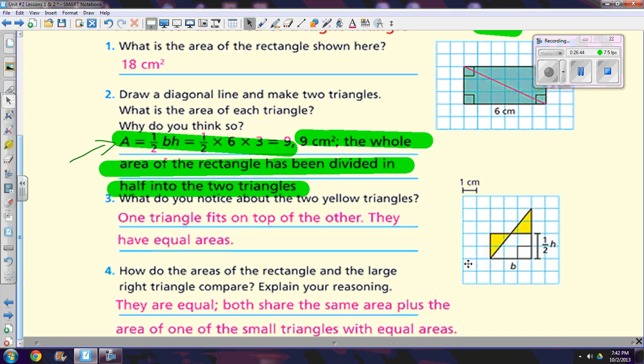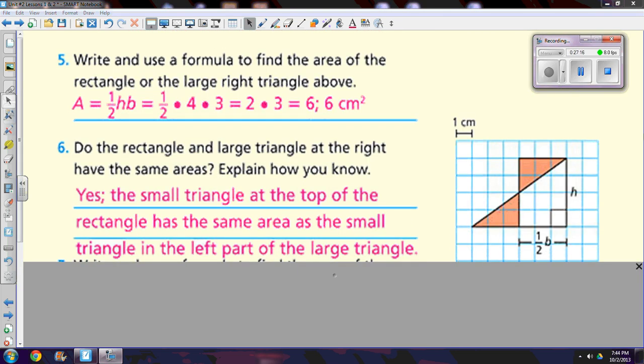All right, so take a look again at what it's talking about. How does the area of the rectangle and the large right triangle compare? Okay, both share the same area plus the area of one of the small triangles with equal areas. Take a look at that. Okay, you don't have to copy number 5 down, but let's take a look at it. It says, write and use a formula to find the area of the rectangle or the large right triangle.